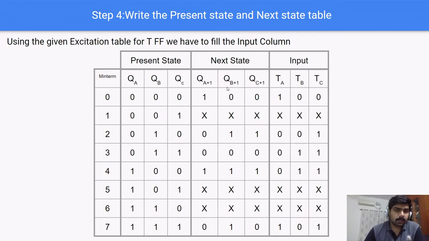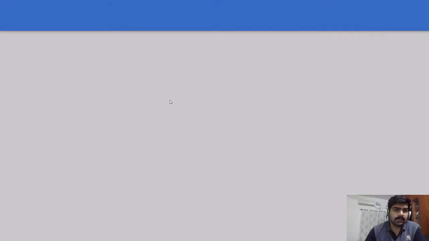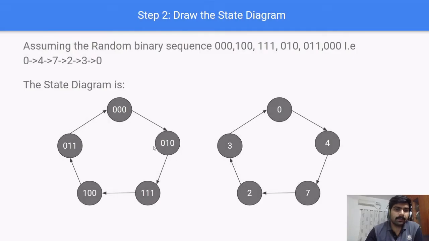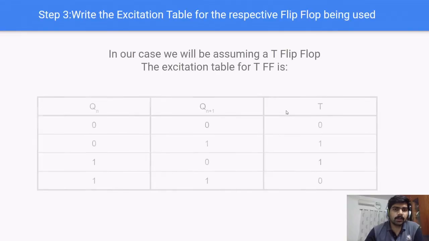The next state column is where we write the next state that we observed in our state diagram. Coming back to this, we had observed that the next state of 4 was 0, for 7 it was 2, for 2 it was 3, and for 3 the next state was 0.